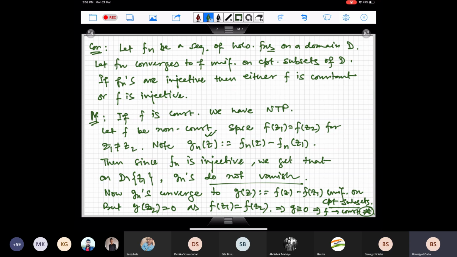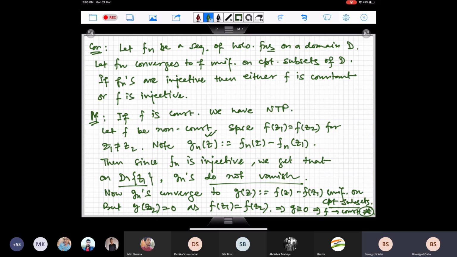Sorry. How do we get that the G_n do not vanish? Because if we put G_n at Z1, then it will be 0. Yeah, but my domain is D minus Z1, right? I have removed that point. If you remove one point from the complex plane, you will still have an open connected set. No issues. Clear? So therefore, G is 0, which implies F is constant, and that gives you a contradiction.